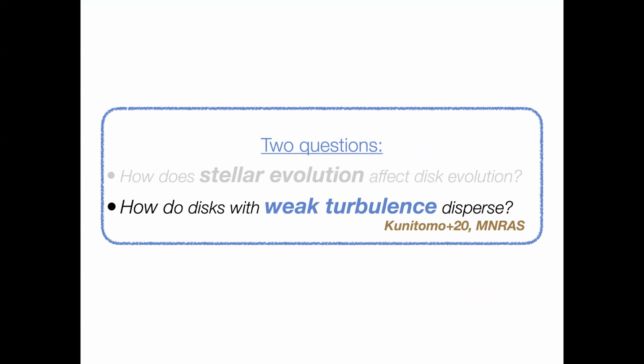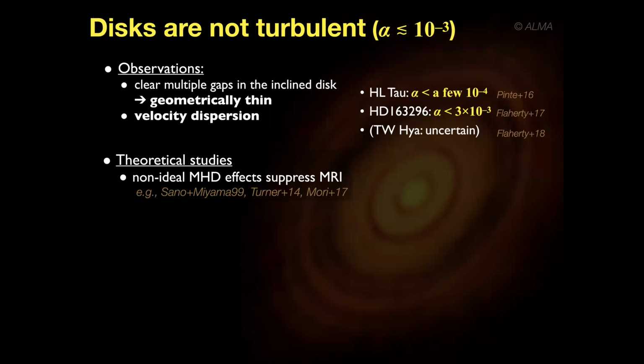Next, I'd like to talk about the disk evolution with weak turbulence. Recently, both observational and theoretical studies have suggested that disks are not so turbulent. In terms of alpha, it is less than 10⁻³. ALMA observations have shown that disks are geometrically thin and velocity dispersion is not so large. On the other hand, theoretical studies also have shown that non-ideal MHD effects suppress MRI, and so disks would be MRI inactive.